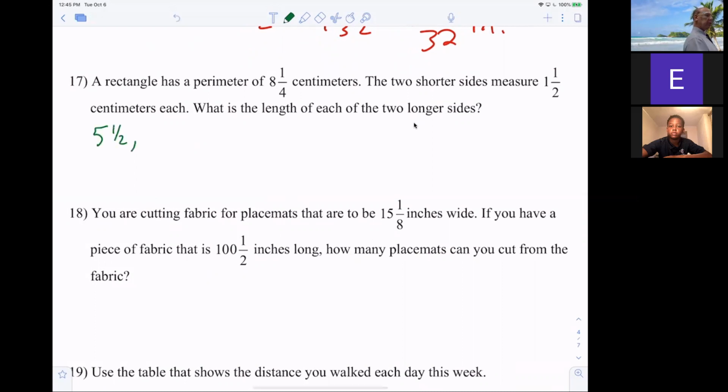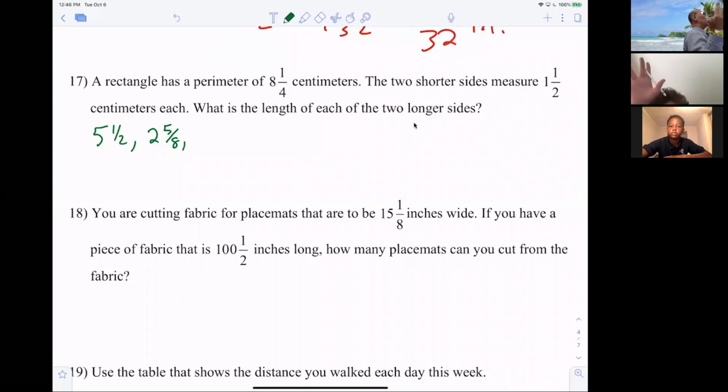Somebody else get 17? What did you get? 2 and 5/8. All right, 2 and 5/8. Okay, so now listen, again, it's not a big deal. Again, I want you to see it and visualize.